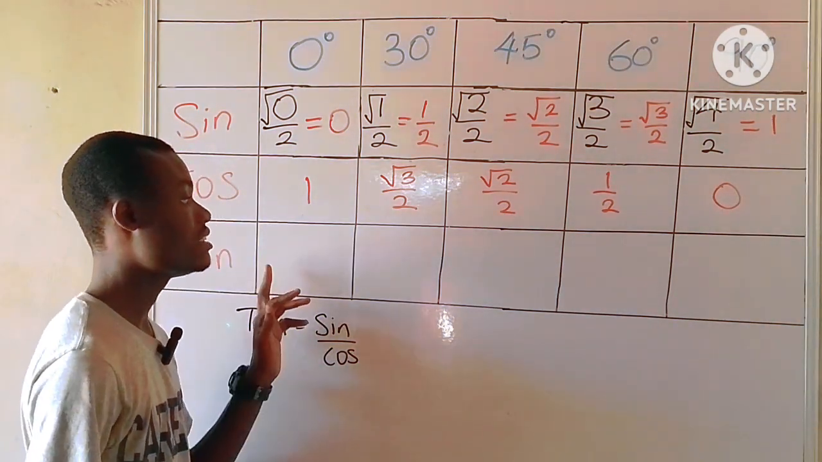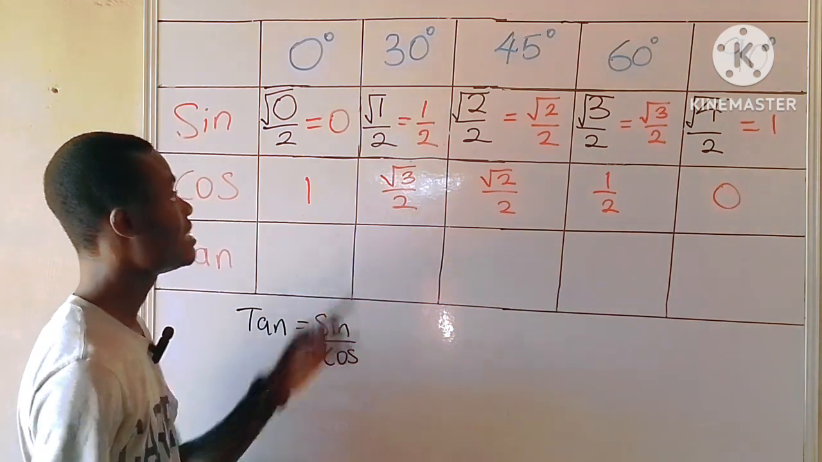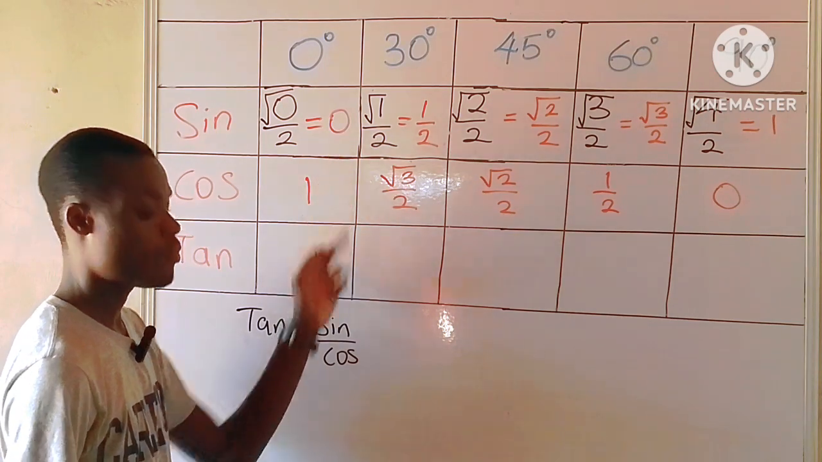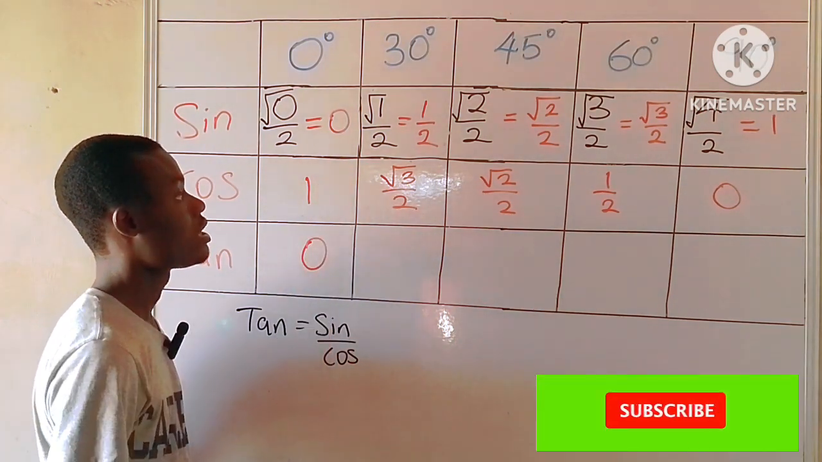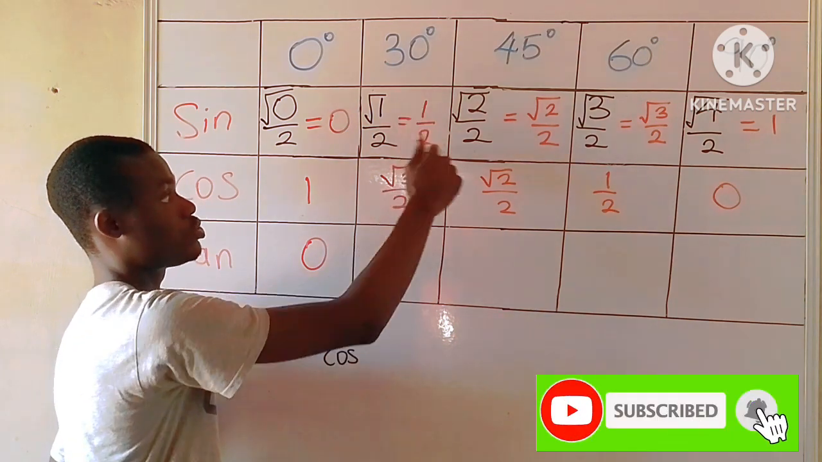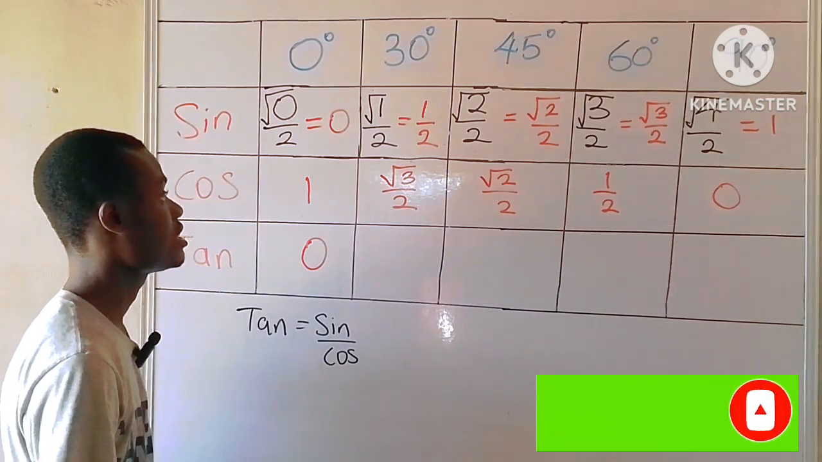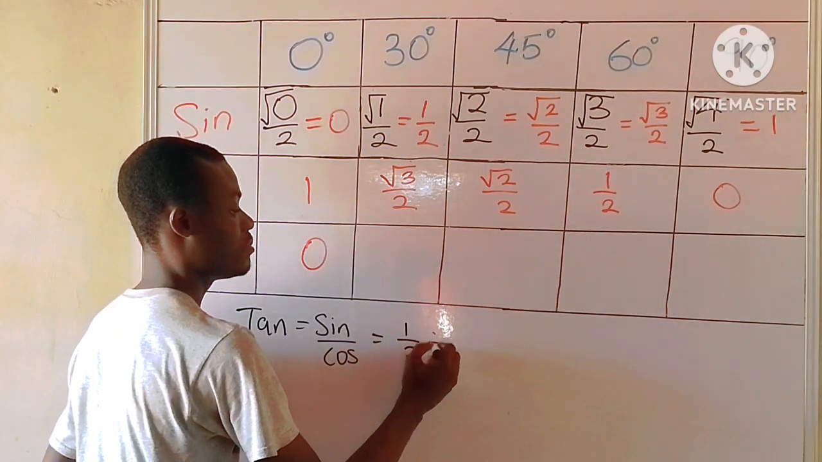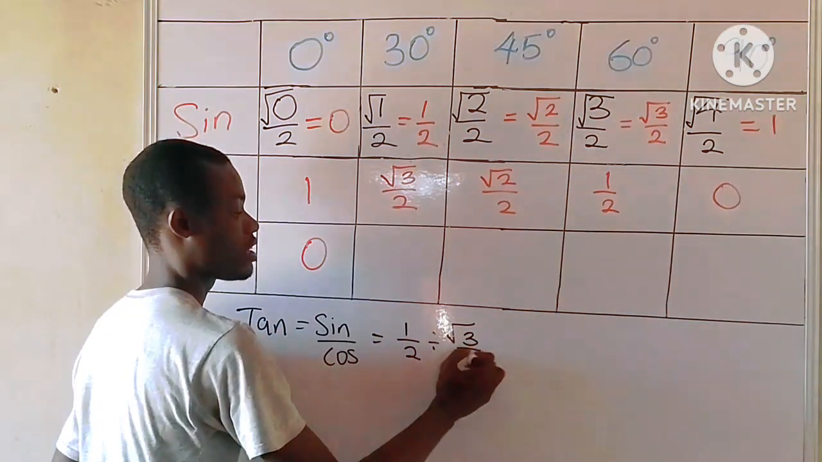So to obtain the values of tangent of the angles here, we are going to simply divide the sine values by the cosine values. So 0 divided by 1 will give us 0. Now for this column, it will be 1 over 2 divided by root 3 over 2. So we are going to have something as this. It will become 1 over 2 divided by the cosine value, which is root 3 over 2.